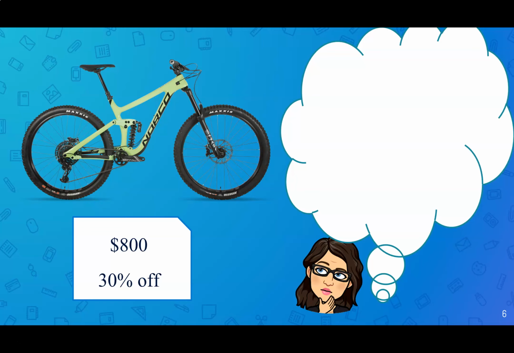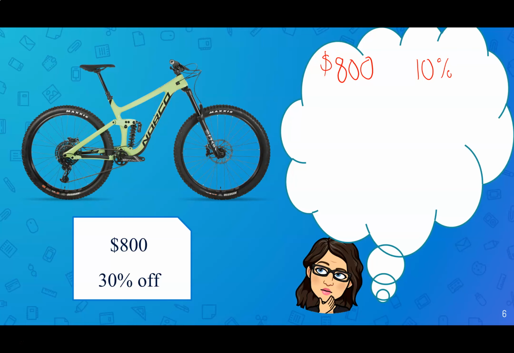Here's where our mental math comes in. Most of us are not able to quickly calculate 30% off. So we can use multiples of 10 because most of us are more comfortable finding 10% of a number. So if we think of 800, what is 10% of that number? So if we divided it into 10 pieces, how much would be 10%?